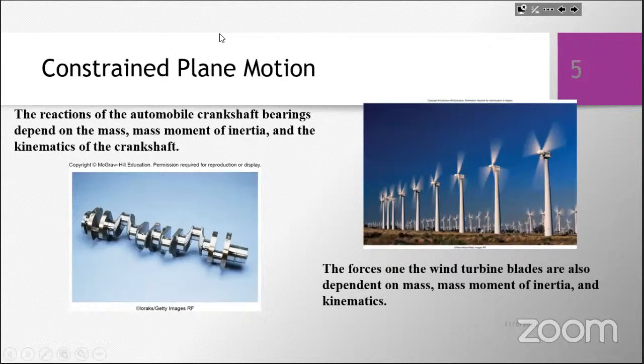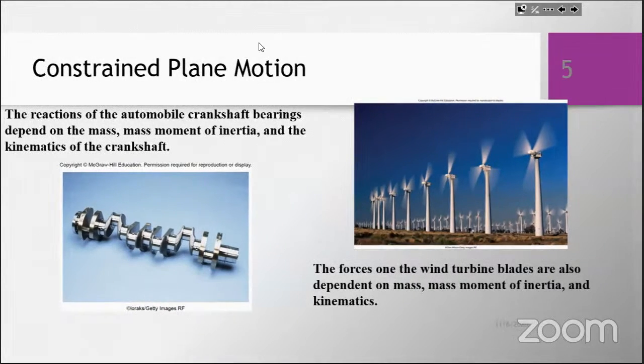Right, so the reactions of an automobile crankshaft bearing depend on the mass moment of inertia and the kinematics of the crankshaft. The forces on a wind turbine blade are also dependent on the mass moment of inertia and the kinematics. So the amount of force that we see in these also is dependent on how fast it's moving. Remember, angular velocity is going to contribute to the tip velocity, and that's going to contribute to our acceleration, and that acceleration is going to contribute to our force. And so it's all connected.